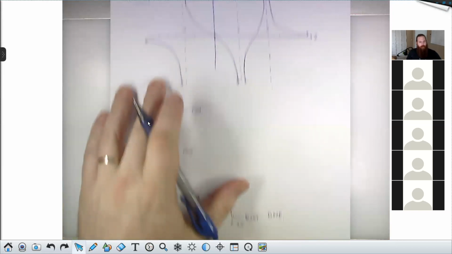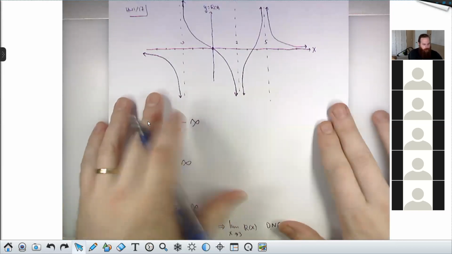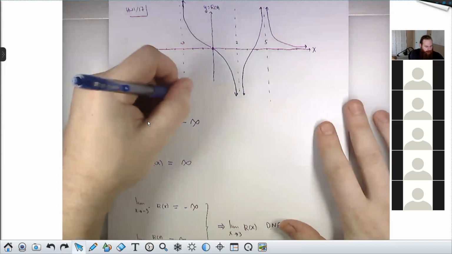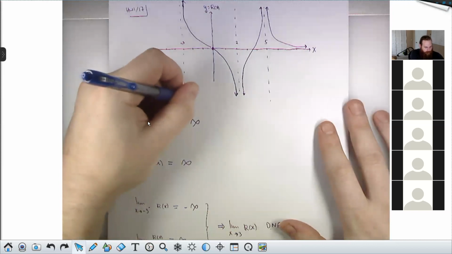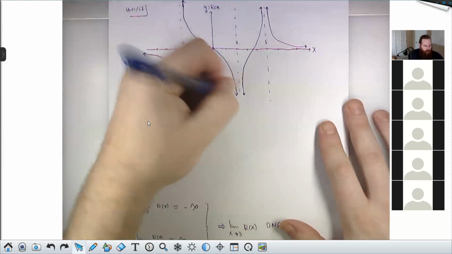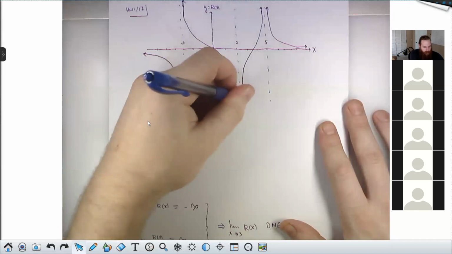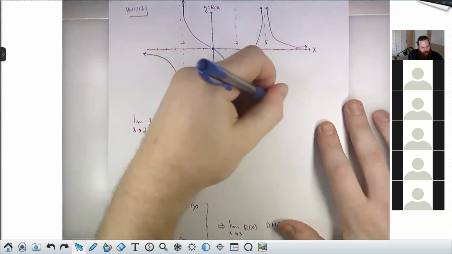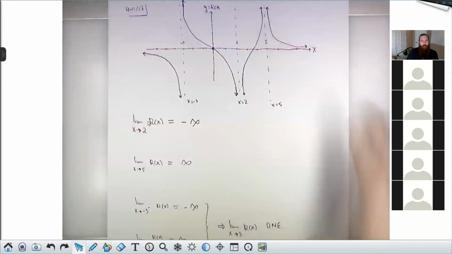They asked us to write down the equations of the vertical asymptotes. Well, here's one of them. This VA is the line x equals negative 3. This VA is the line x equals 2. And this VA is the line x equals 5. Remember, equations of vertical lines are always x equals a constant. Okay. Any questions on this guy?